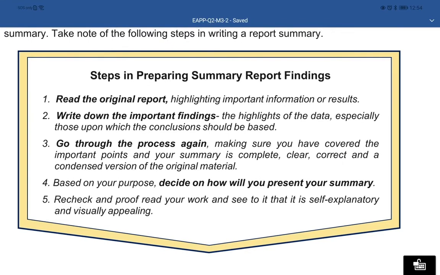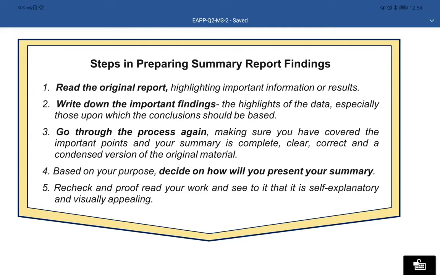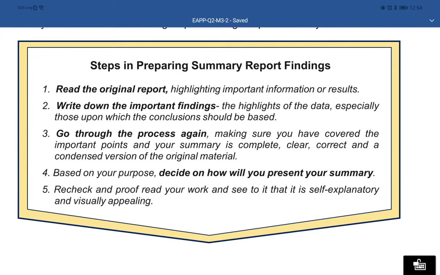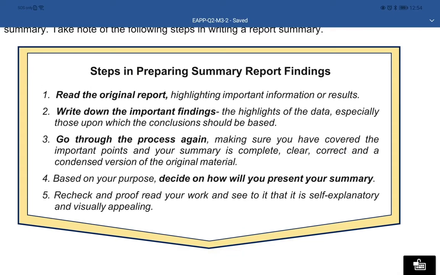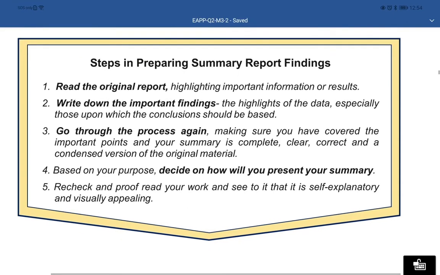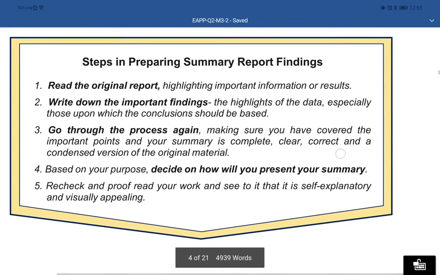Okay? So if you would notice, if you look at these steps in preparing a summary for your report findings, the first step is read the original report, highlighting important information or results. Meaning, you really have to read the report, you really have to understand the report for you to be able to summarize it. Okay, so once you're reading the original report, the second step is write down the important findings. Of course, that's the reason why you're reading it, to understand it.